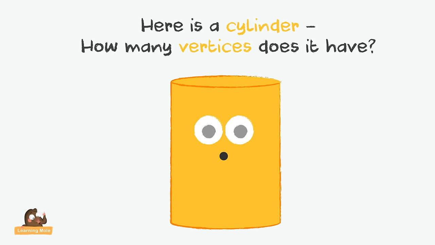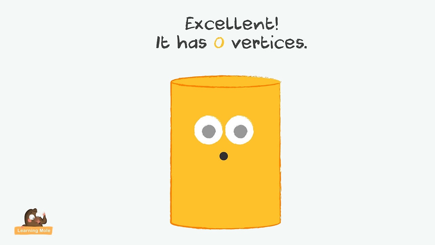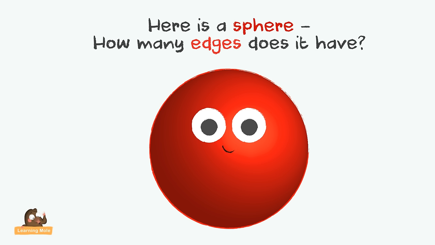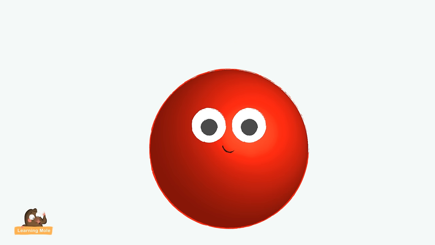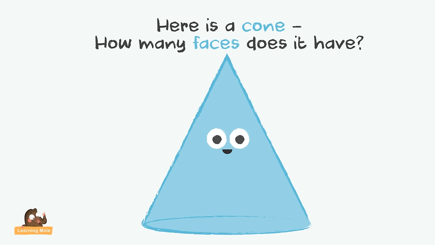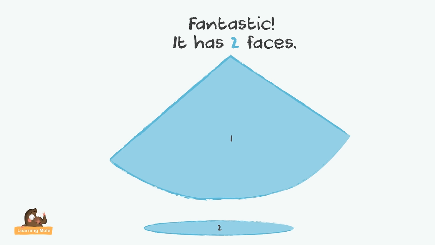Here is a cylinder. How many vertices does it have? Excellent, it has 0 vertices. Here's a sphere. How many edges does it have? Super, it has 0 edges. Here is a cone. How many faces does it have? Fantastic, it has 2 faces.